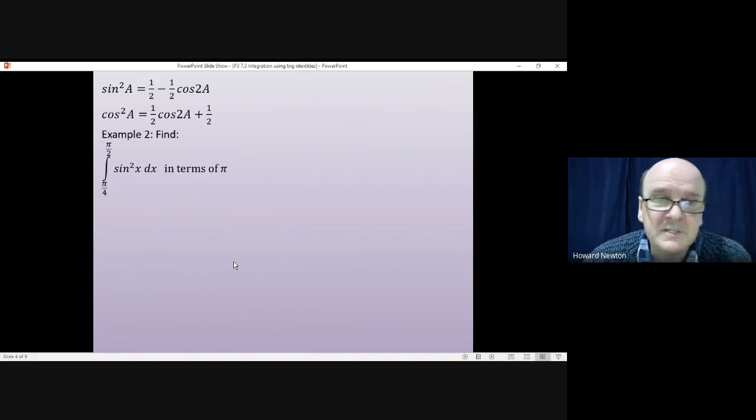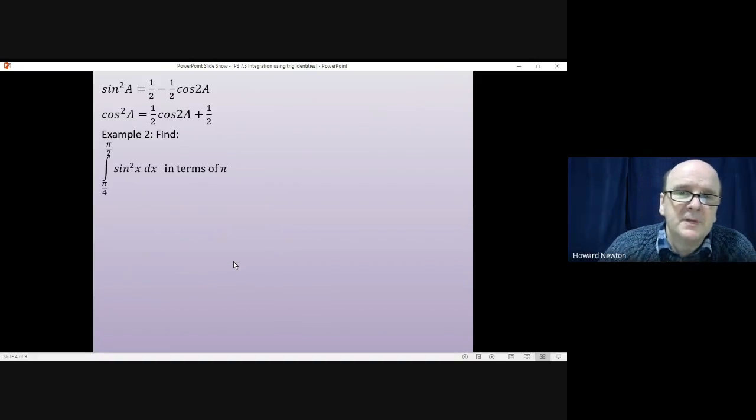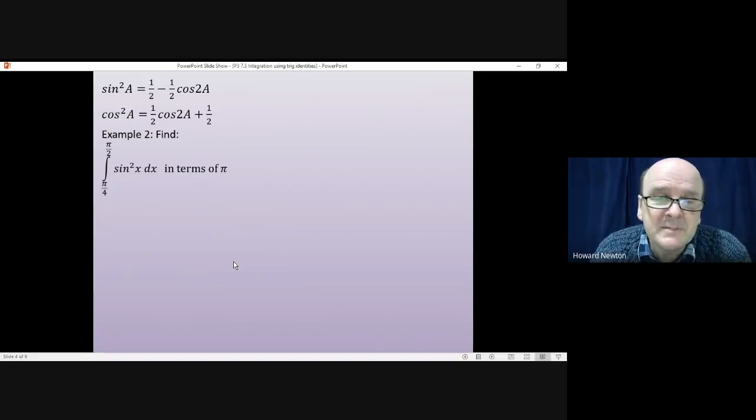Okay, if you had to use exact values, so if you had to find the integral between pi by 4 and pi by 2, same thing. It's a very similar question, but have a go at it and come back to me again when you're ready.